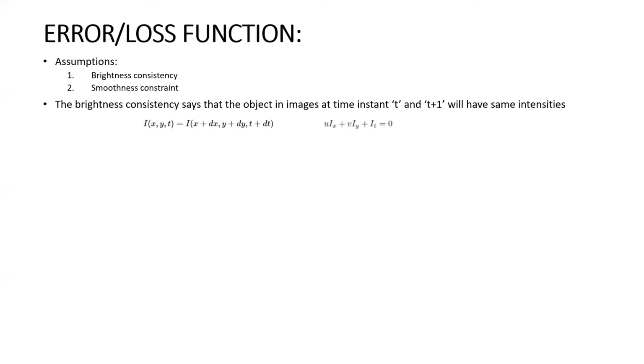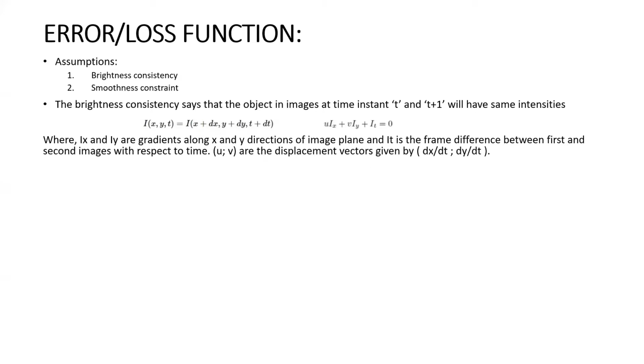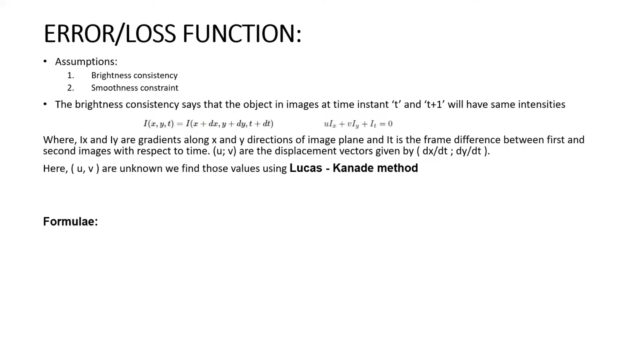So from that we get the equation Ix·u + Iy·v + It = 0, where Ix and Iy are the gradients along the x and y directions of the image plane, and It is the frame difference between the first and second images with respect to time. And u and v are the variables describing the direction of motion of the cloud. Using the Lucas-Kanade method, we get the formula for u and v in matrix representation, in which we find the squares of the gradients along the patch and sum them up and substitute them in this matrix representation, and we get the values of u and v.